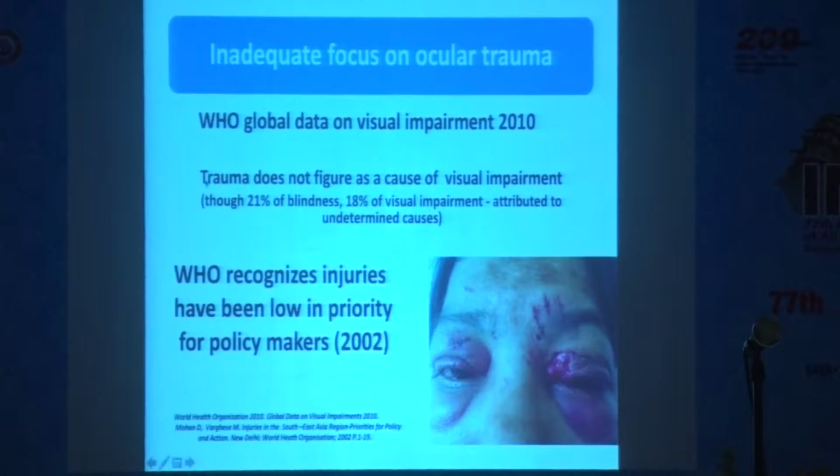To add to this is the WHO global data, where it was shown that trauma has not been taken as a cause for visual impairment, and it is clubbed with the miscellaneous. And therefore, WHO mentions in its own document that injuries have been low in priority for policymakers. But this needs to be corrected.